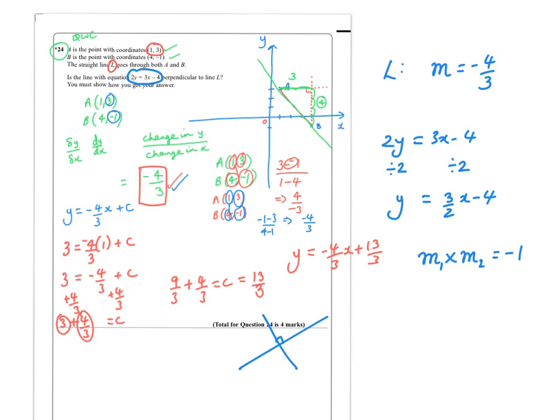So the gradient of the line L was minus 4 thirds. The gradient of the line we've just found is 3 halves. And although these cancel, I'm left with minus 4 divided by 2, which is -2. So I would say not perpendicular.